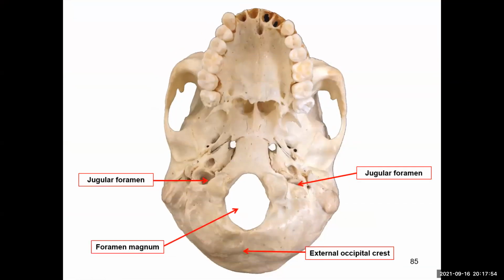All right, so then there's our two jugular foramens lateral to the occipital condyles, and then just anterior to that is going to be the carotid canal.